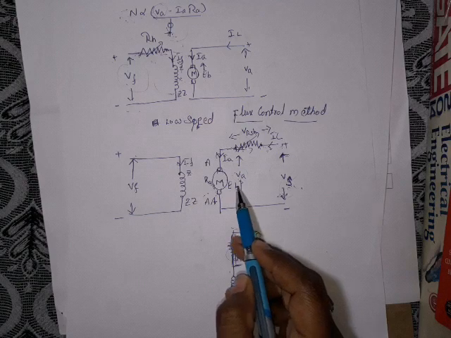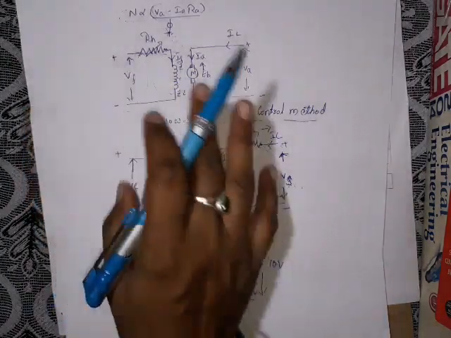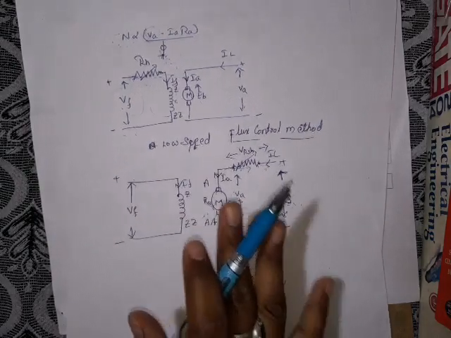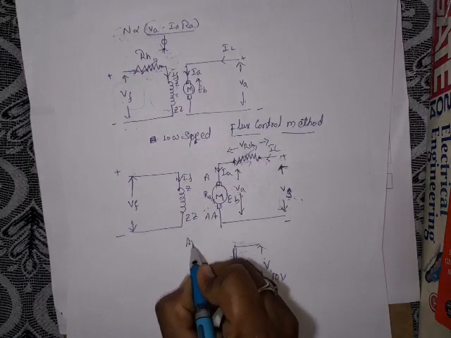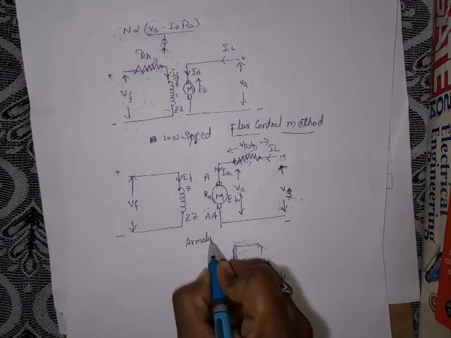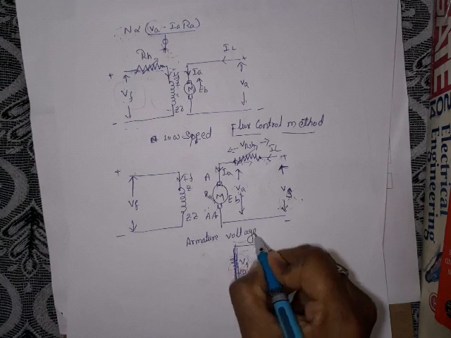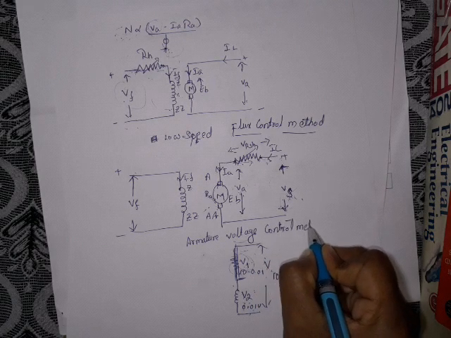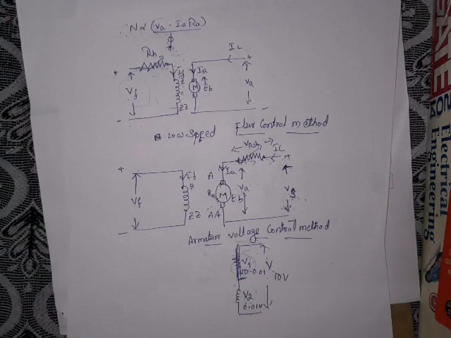When Va is maximum, what happens to the speed? Speed is also maximum. So this is another method of controlling the speed. So this is the flux control method. This is the armature voltage control method. So we have two methods of controlling the speed of a DC motor.